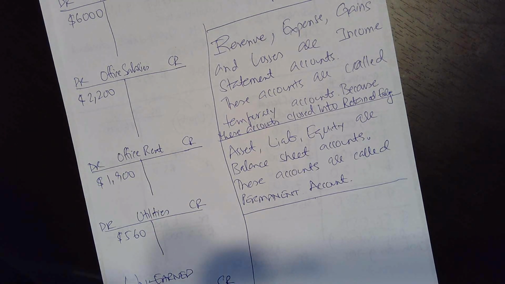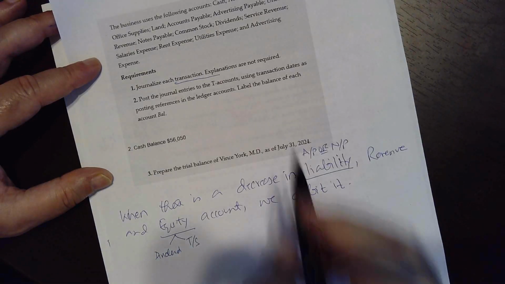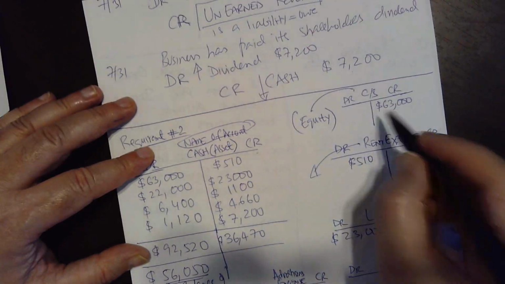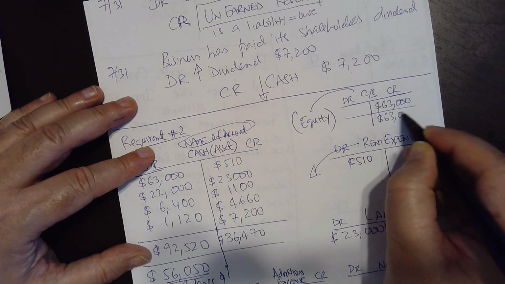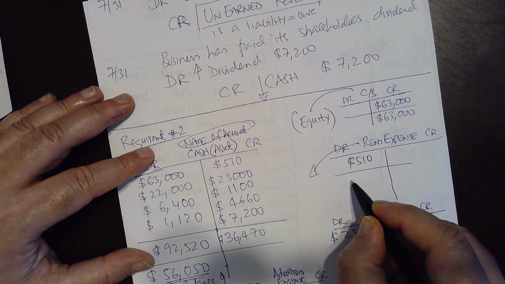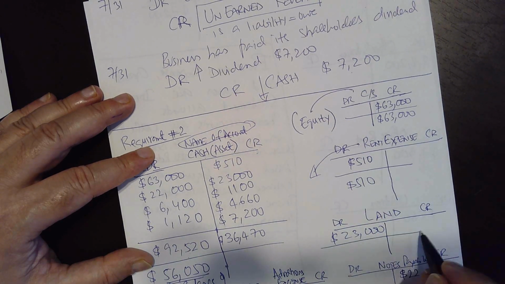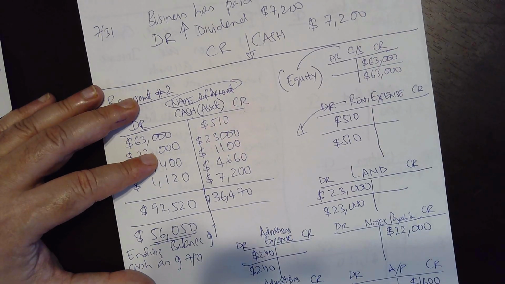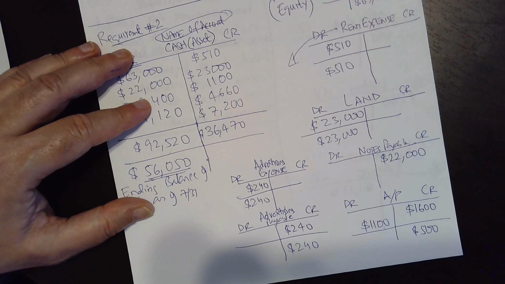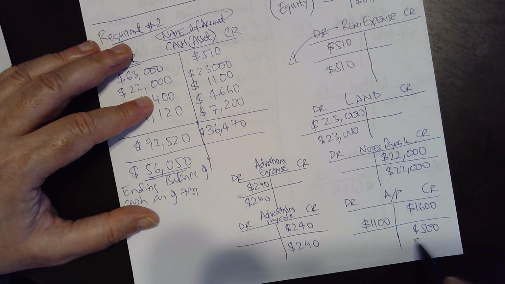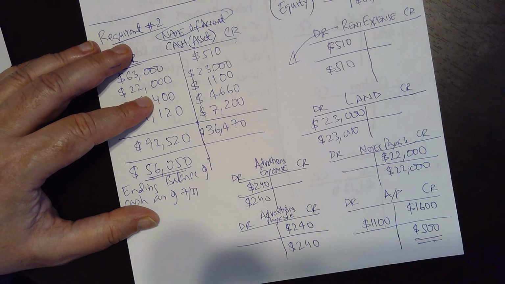All right, so let's see what other things they want us to do. Label the balance of each account. All right, that's very good. So if we look over here, the balance doesn't change because this is still 63,000. Rent expense for medical equipment is still $510. Land is still $23,000. Advertising expense is still $240 this month, and advertising payable is still $240 because you haven't paid anything yet. Notes balance is going to be $22,000 because you haven't paid off anything, and the ending balance for accounts payable is $500. So next period, your accounts payable beginning balance would be $500.